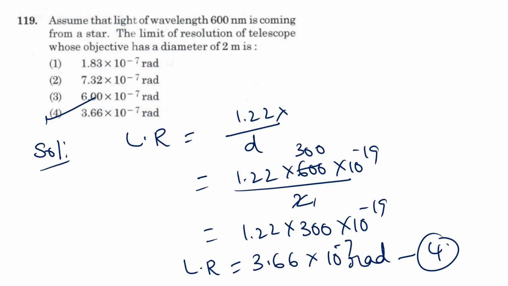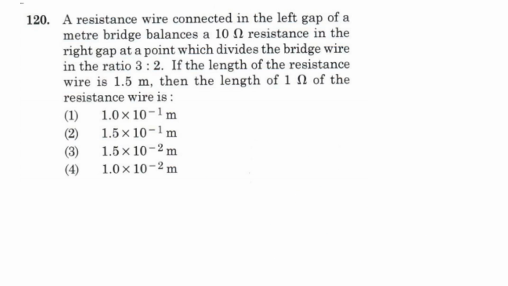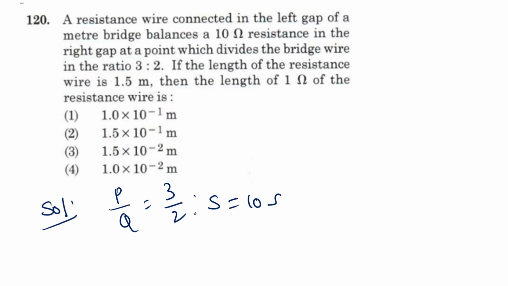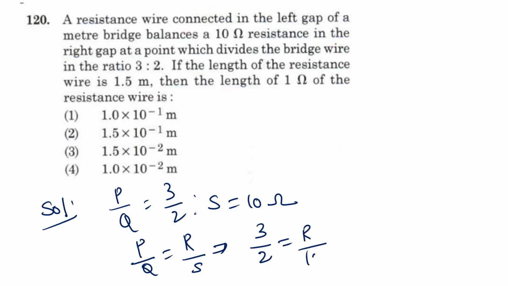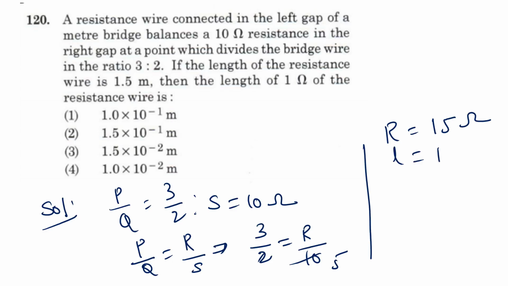And next we will go to the question number 120. Here this is the weights bridge, meter bridge question. I am writing the solution here. P by Q is equals to 3 by 2 and S is equals to 10 ohms. P by Q is equals to R by S, that is equal to 3 by 2 is equal to R by 10, 2 ones, 2 fives. Here we are writing R is equals to 3 fives of 15 ohms and L is equals to 1.5 meters.